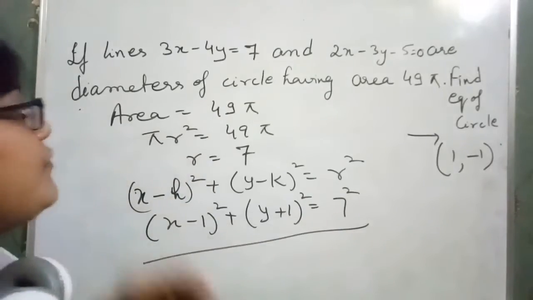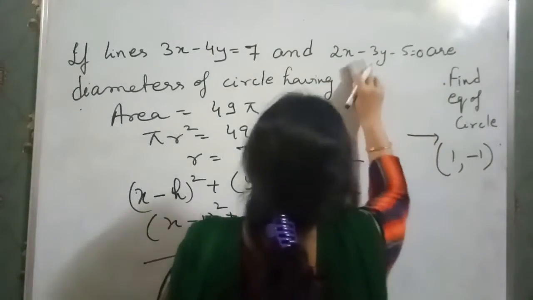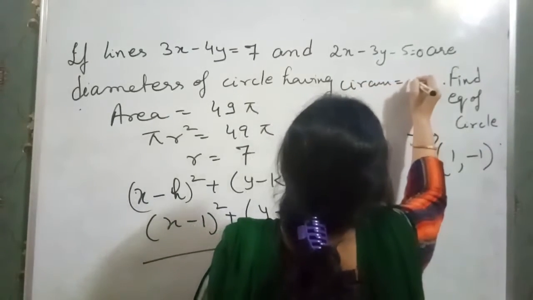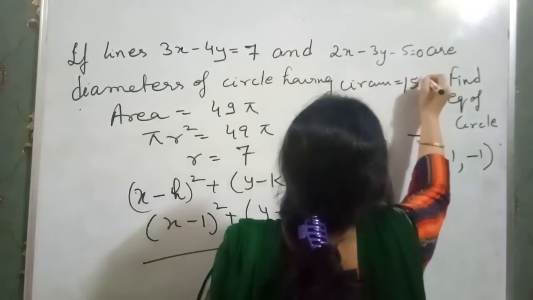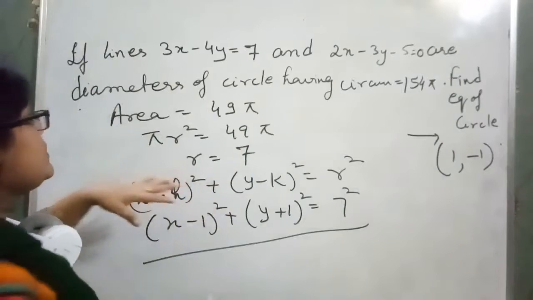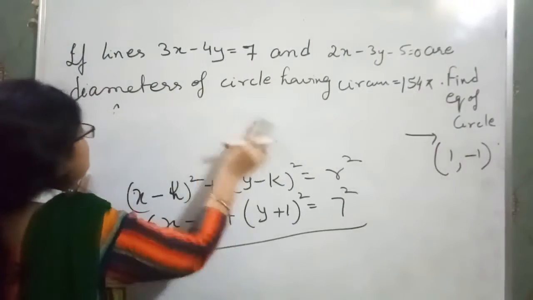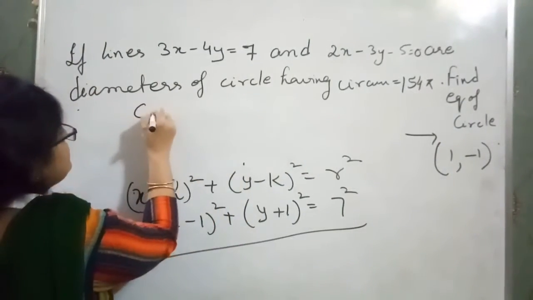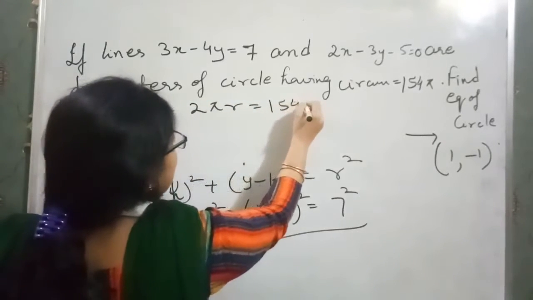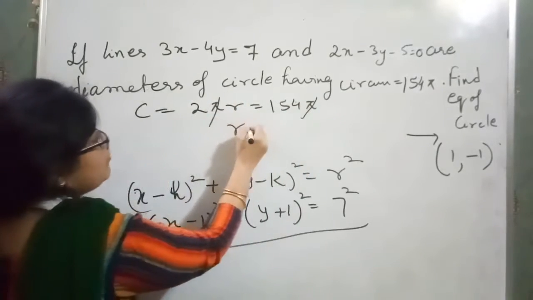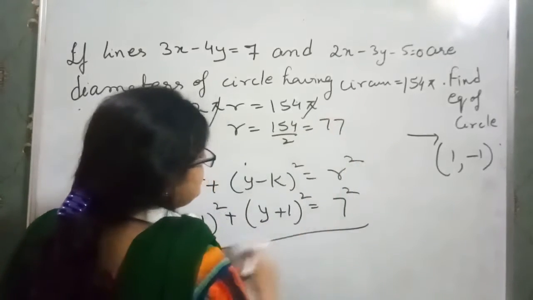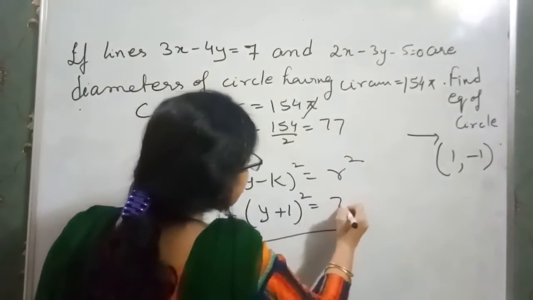One more thing, for example, if it is given that the circumference is equal to 154 pi, you do the same process, but here you use the formula for circumference. That means 2 pi r is equal to 154 pi. Pi gets cancelled, so the value of r is 154 over 2. 2 sevens are 14, so 77. So put here 77 square.